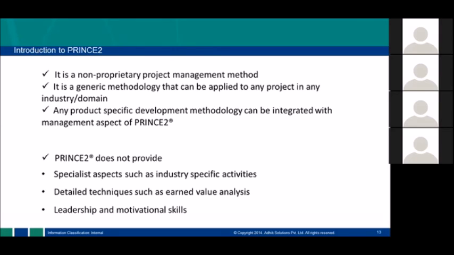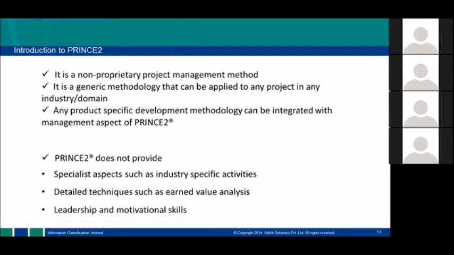And introduction about this, it is a non-proprietary project management method. This is a public framework. It is a generic methodology that can be applied to any project, any industry, any domain. Okay. So we can apply any product specific development methodology with management aspects of PRINCE2. Recently they have introduced a new certification, that is PRINCE2 plus Agile. So they have integrated the PRINCE2 framework with the Agile framework, right? So this is the meaning of any product specific development methodology we can add with this.